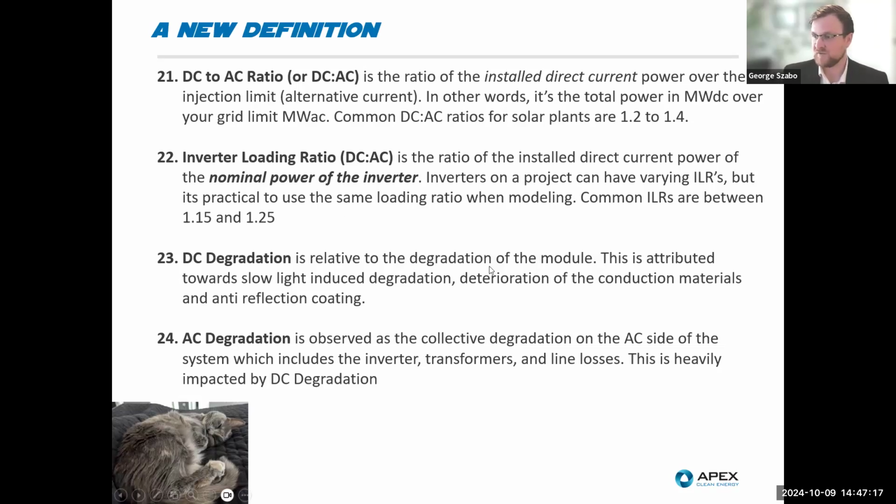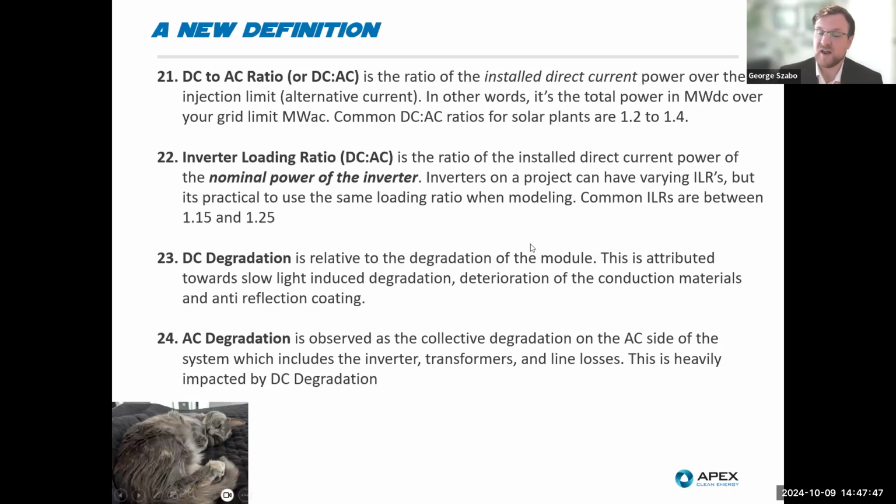DC degradation is relative to the degradation of the modules. And all modules nowadays have about a 30-year linear power warranty on them. It's very difficult to measure that in the field realistically, but they do have a power warranty up to 30 years. Most project lives for utility scale projects are into the 40-year range. So while the linear power warranty only goes up to 30 years, the expectation is that the module will actually live to 40 years and beyond.